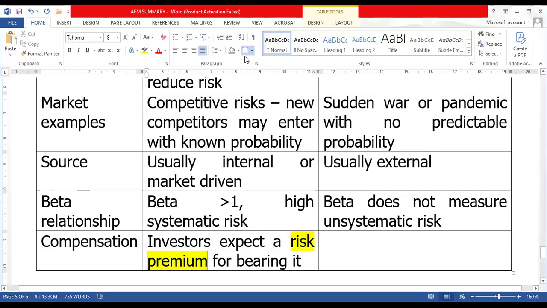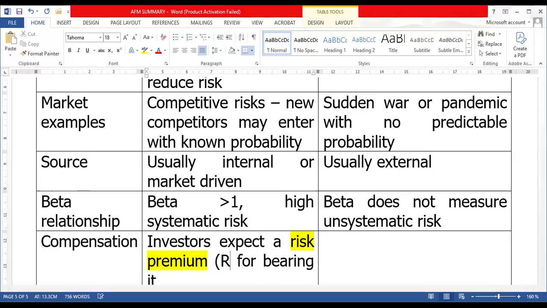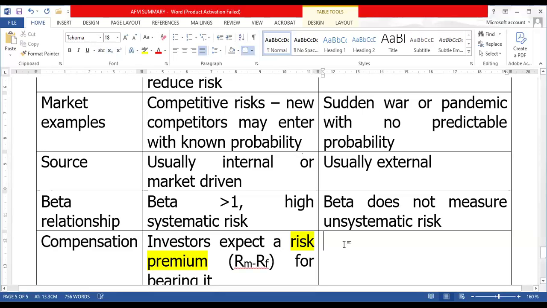RM minus RF. Have you ever heard about that when you're looking at CAPM? That is the risk premium, RM minus RF. So that is just the compensation when you decide to take a systematic risk. You expect the risk premium, which is RM minus RF.